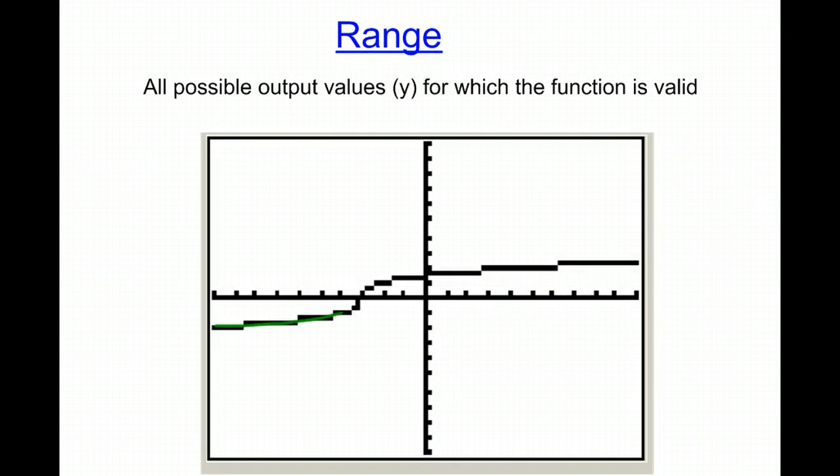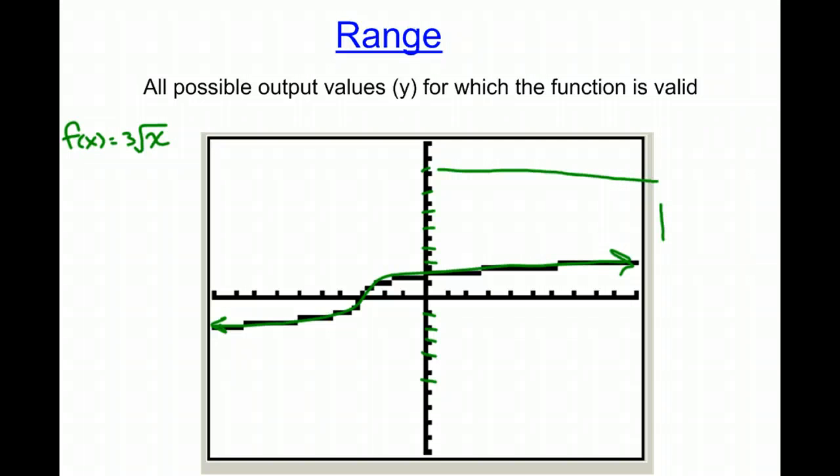Our next parent function that we see is going to be f of x equals the cube root of x. And we see that all our y values do in fact have x values. It may take a long time for this y value to have an x value, but it will happen. So therefore, our range will be all real numbers.